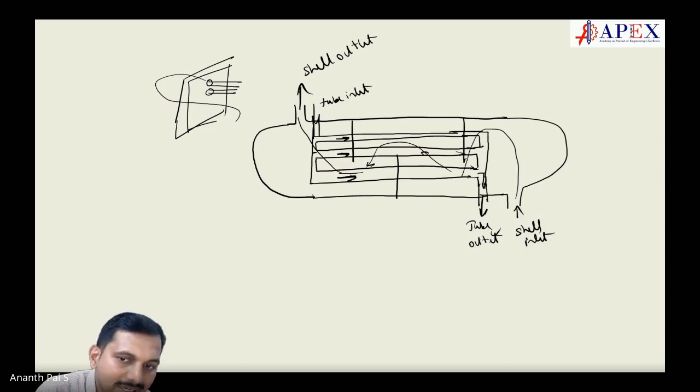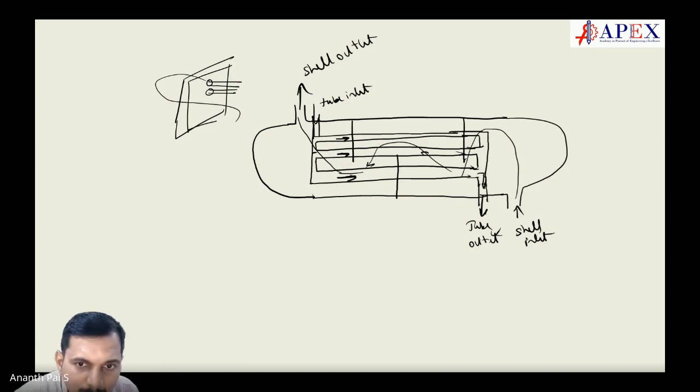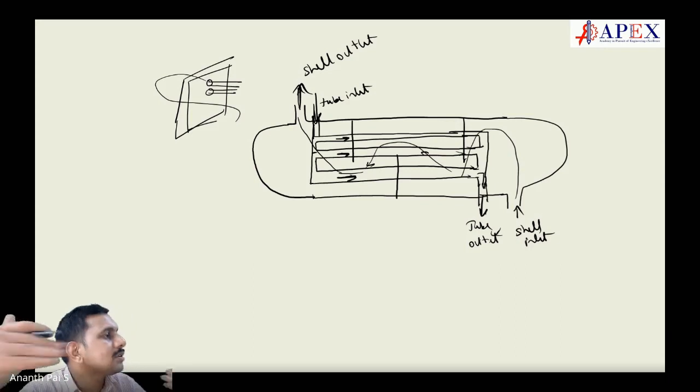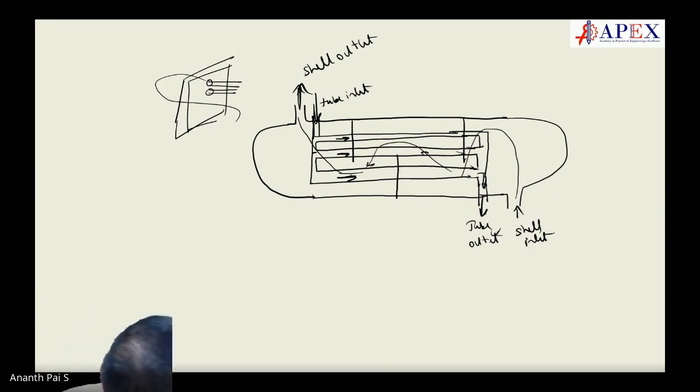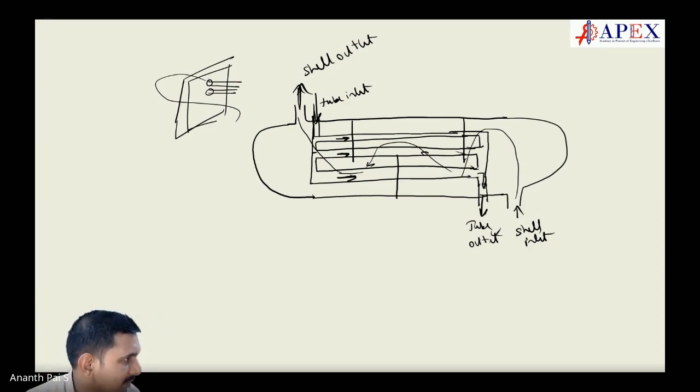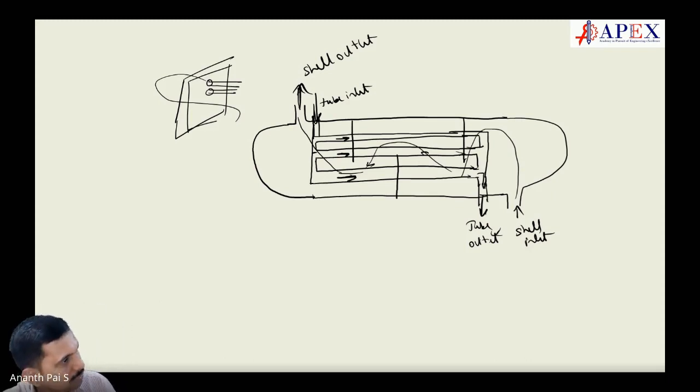Although you are correct, in some places you have one direction and a cross direction, but generally what you see is the shell and the tube, which go counter to each other. That's what we can see, and that is the convention. Otherwise, there is cross flow also, and parallel flow also.